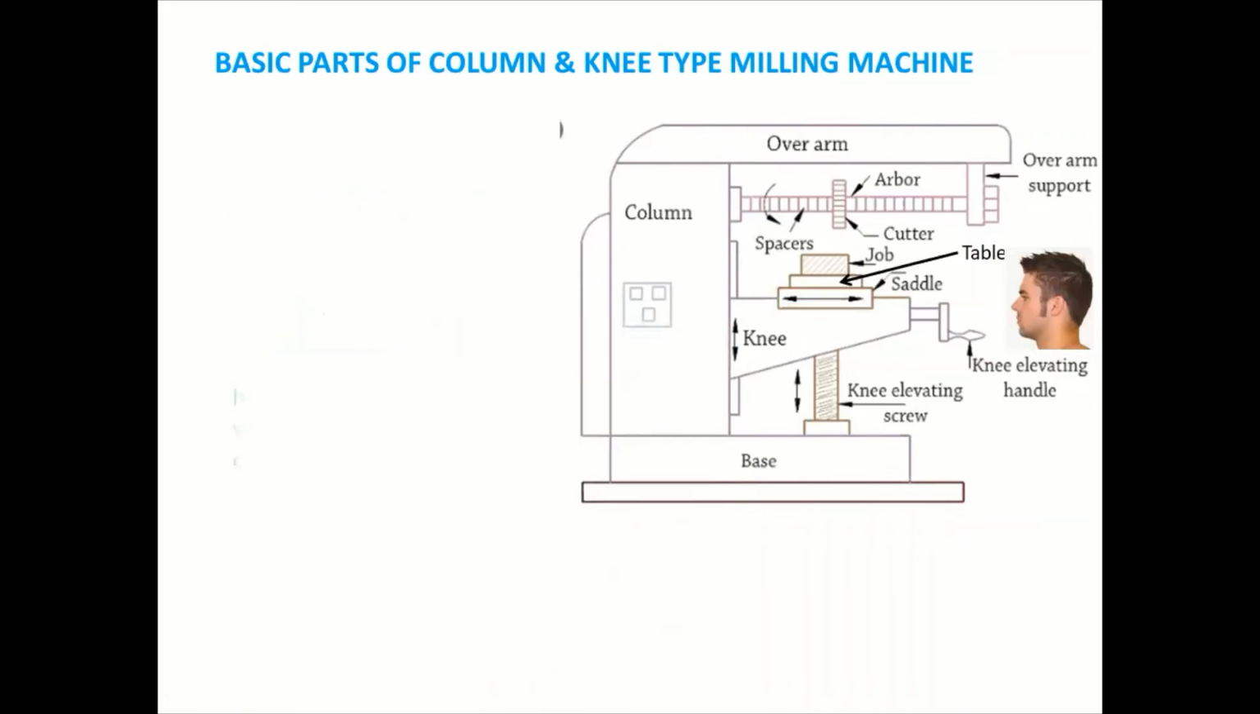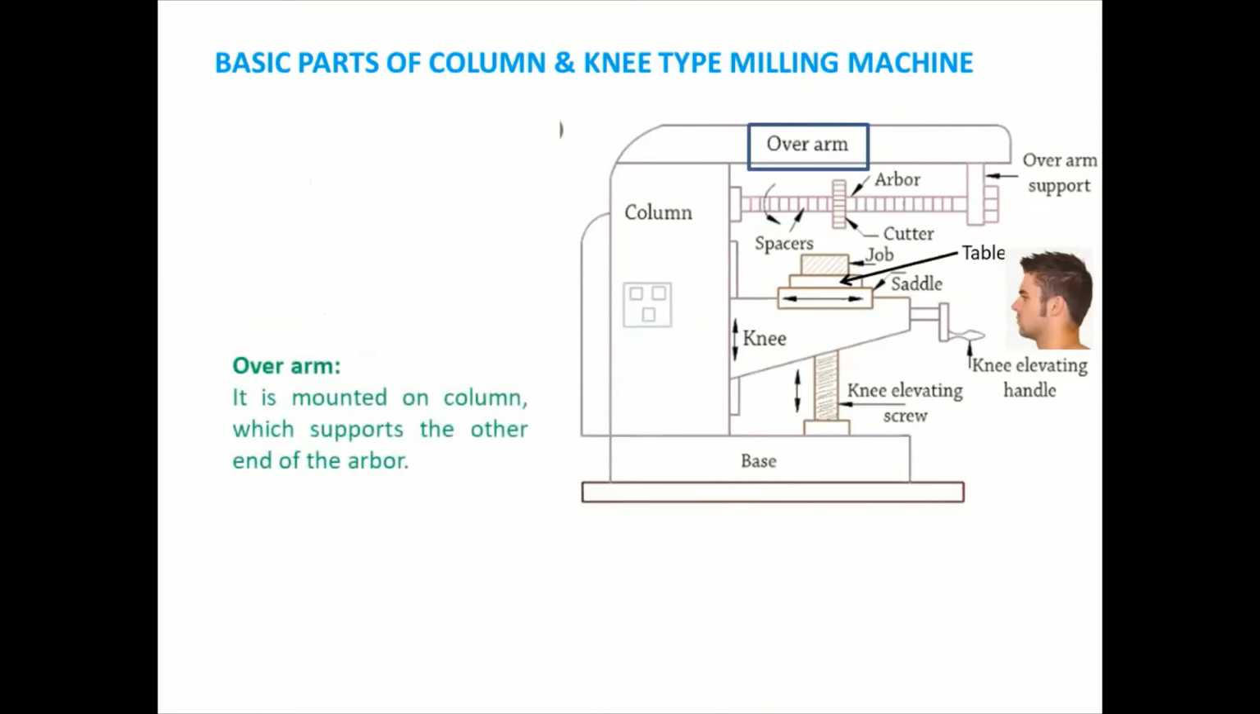Then next we can see the overarm. You can see the overarm in the diagram, and it is mounted over the column. This overarm supports the other end of the arbor. You can see here, just for supporting the arbor, one overarm is provided.